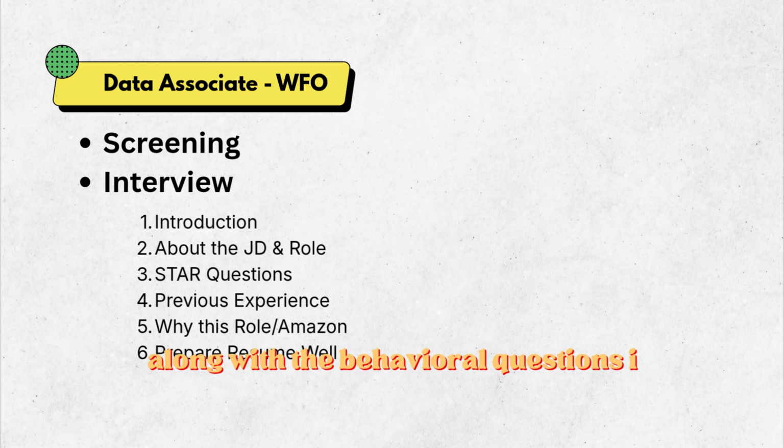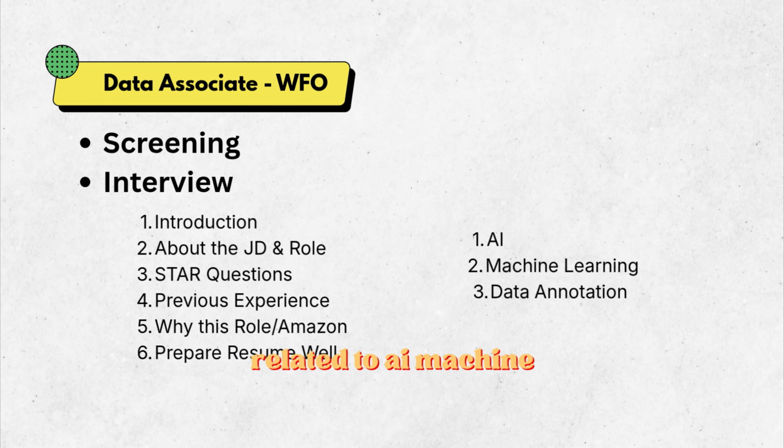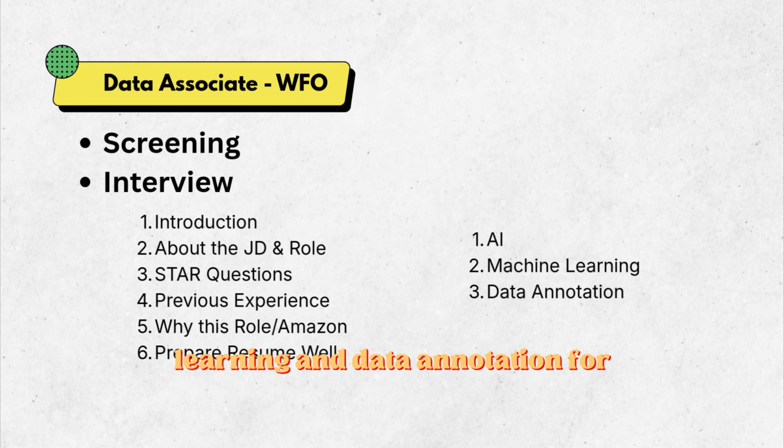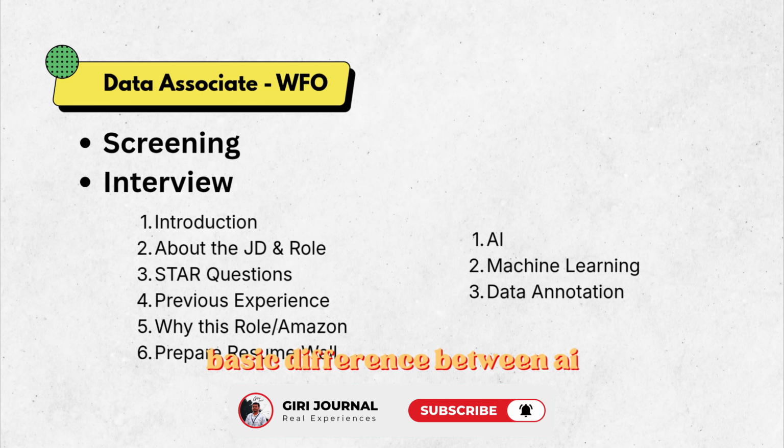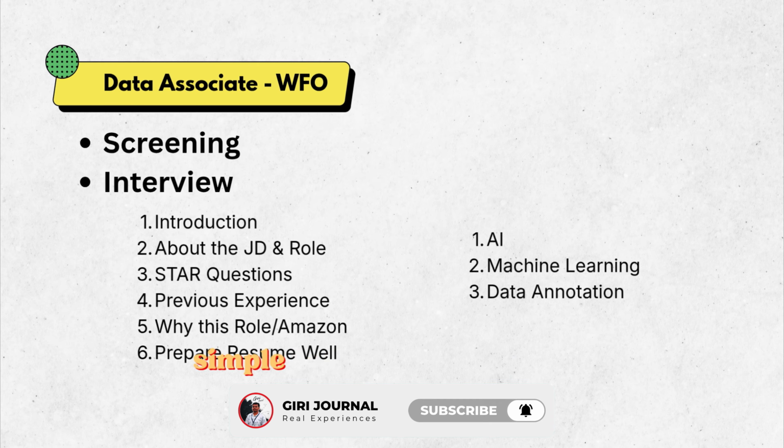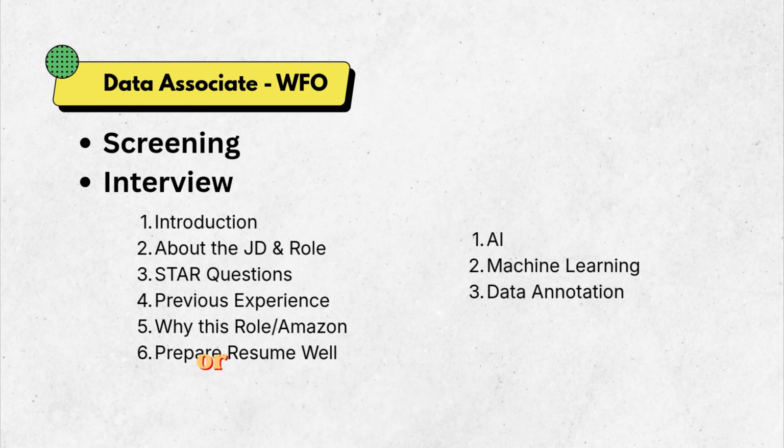Along with the behavioral questions, I was also asked some questions related to AI, machine learning, and data annotation. For example, you should understand the basic difference between AI and machine learning. You should also know what data annotation means. In simple words, data annotation is basically adding labels or information to raw data so that it can be used for machine learning and other applications. For this type of role, you should also have a basic understanding of image annotation, video annotation, classification, and data quality. You don't necessarily need to be an expert in everything, but you should understand the basic concepts and be able to explain them clearly.